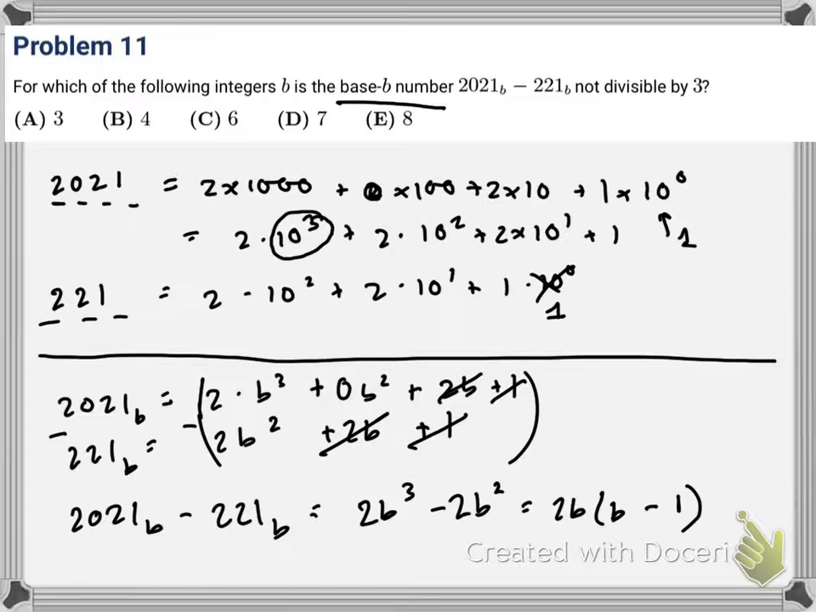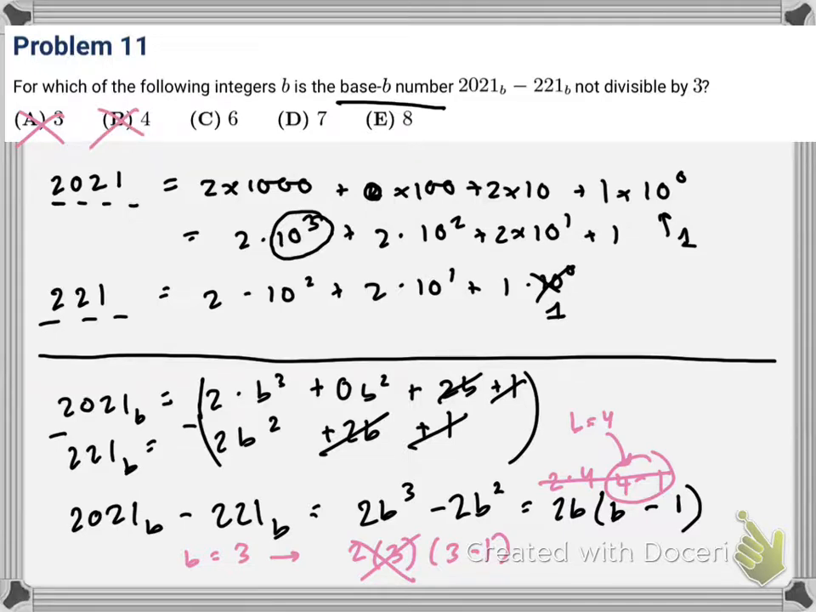So if I let B equal option A, B equals 3, I've got 2 times 3, which right off the bat shows me that it's divisible by 3. So A is not the answer. Plugging in option B, so that's going to be B equals 4, I will end up with this expression 4 minus 1, which is 3. So I'm multiplying 2 times 4 times 3, which is divisible by 3. So it's not that option.